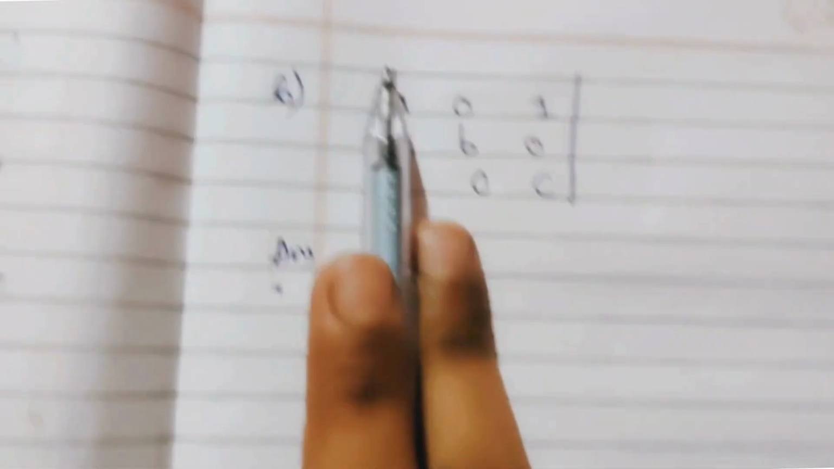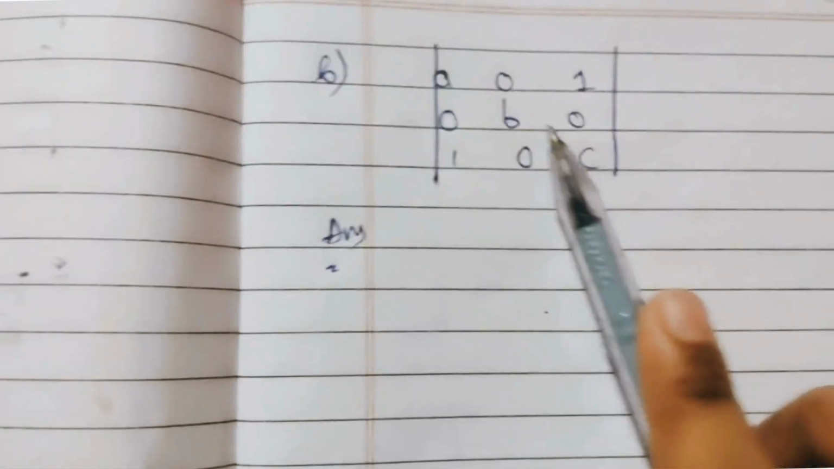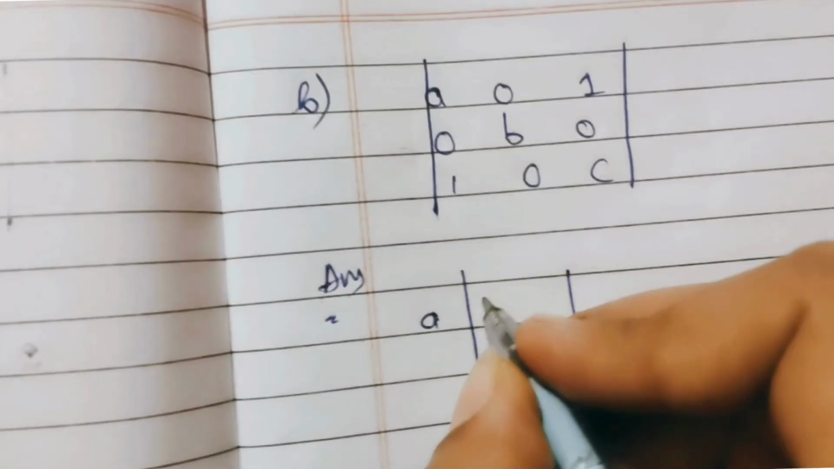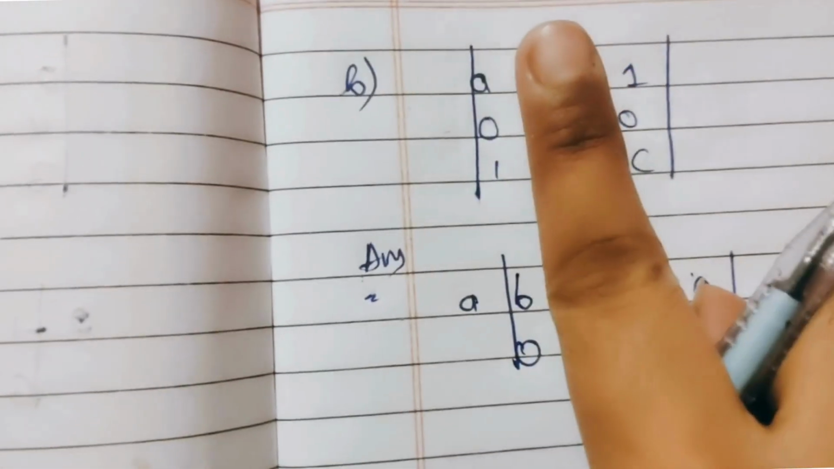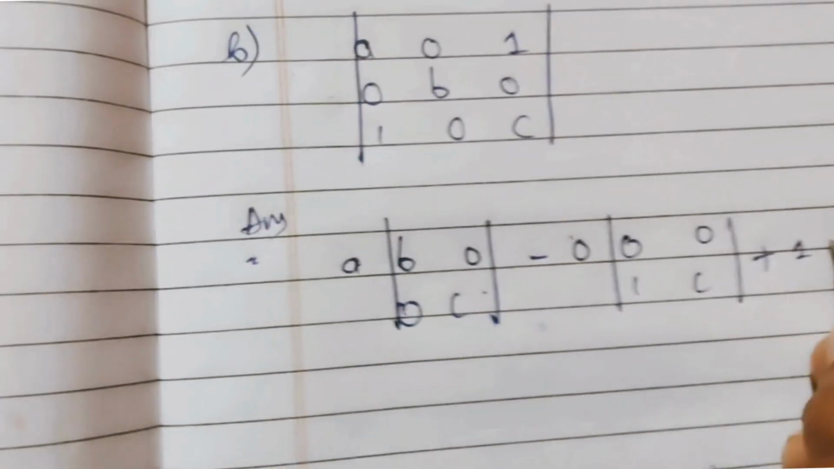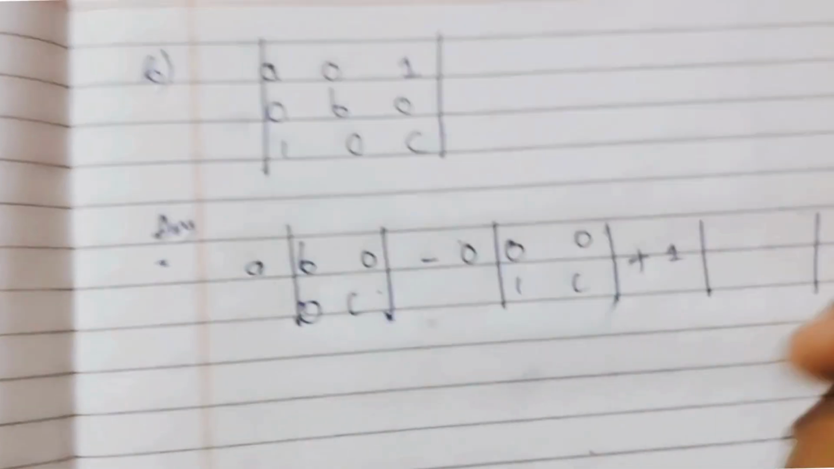First I will show you one or two examples of this determinant. Later we can go for the minor and cofactor. First let's see this question. In the previous video I showed you how we can solve this type of question. First we remove this row and this column, and we take the remaining terms. So let's get started. Here I will take A, and then multiply by what we are getting, B, 0, 0 and C. Minus 0, and we remove this column and this row, I am getting 0, 0, 1 and C. Plus 1, and here we remove this column and this row, 0, B and 1, 0 I am getting.